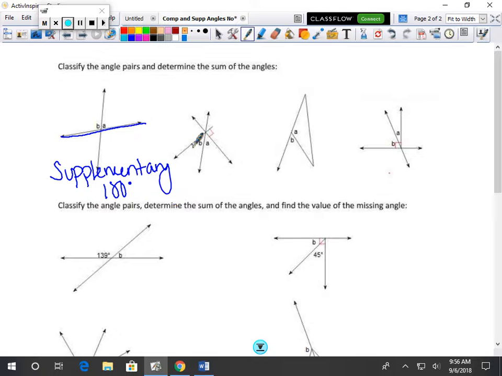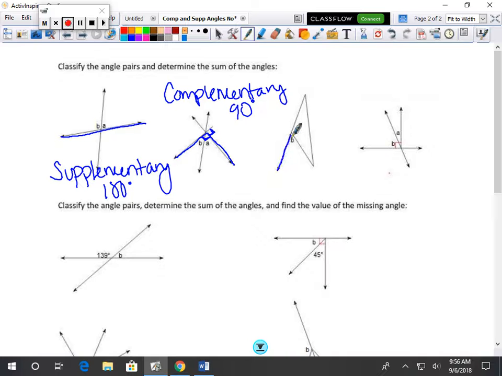Looking at the second example, these form a right angle. I see on one side here I have a right angle, which would make the other side 90 degrees as well, a right angle. So these are complementary, and they would add to 90 degrees.